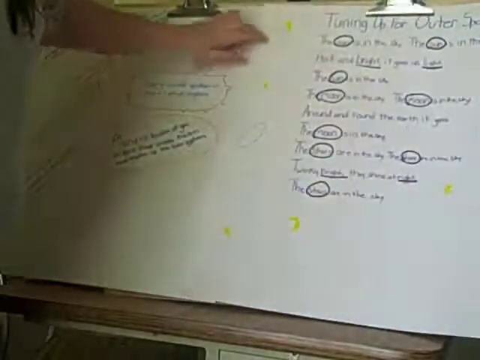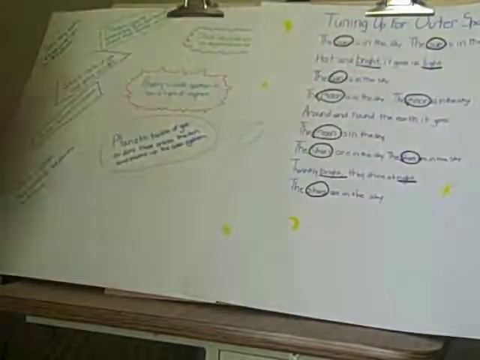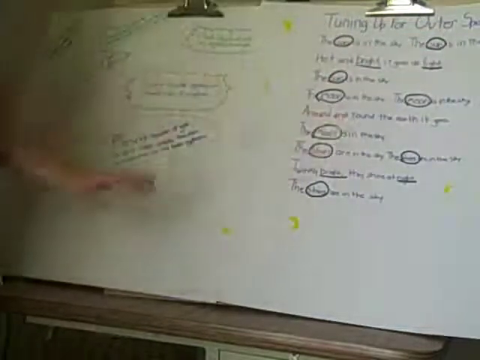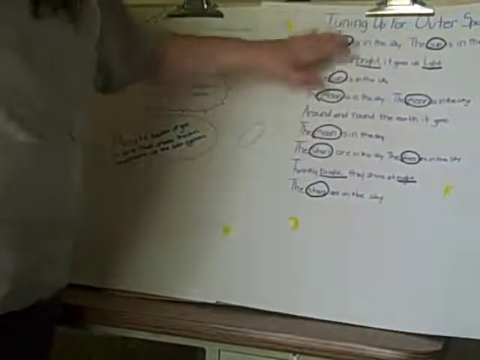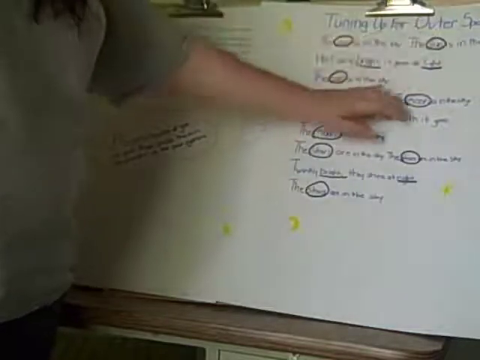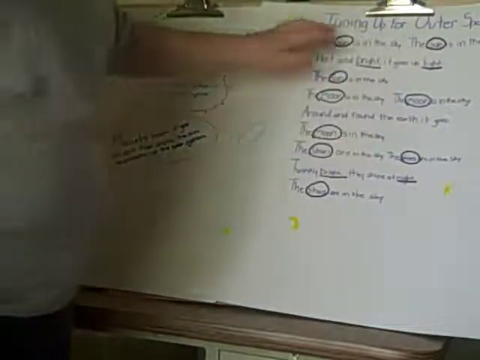So we already read our poem, Tuning Up for Outer Space. We've been talking about our vocabulary, and Miss Walters has already gone through and circled our vocabulary words. So when we read it again, we can focus on the words. Okay? So let's read it.